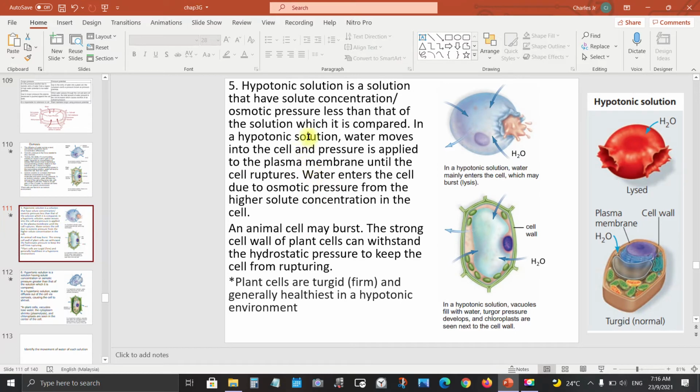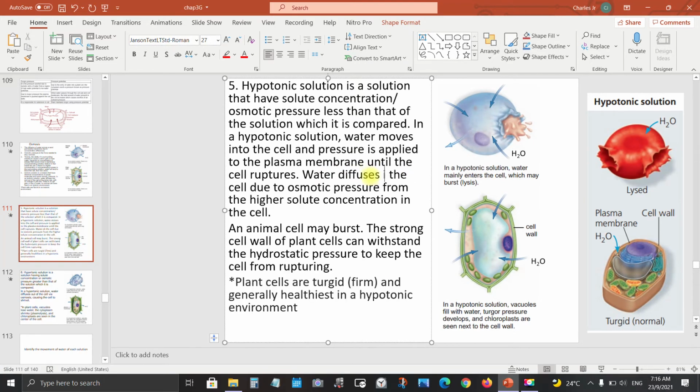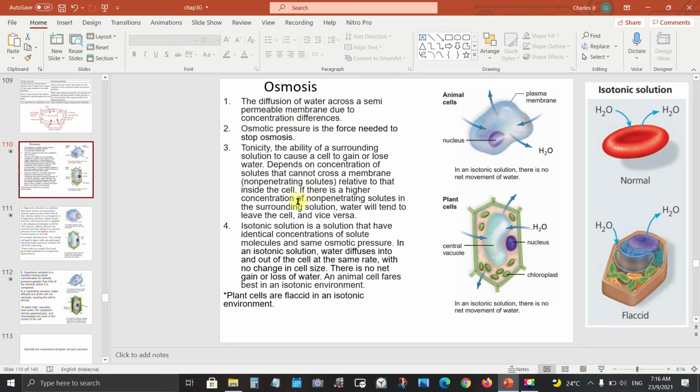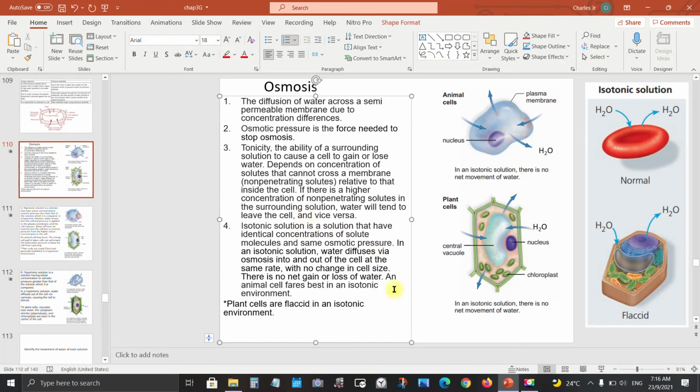So please correct your module: water diffuses via osmosis into the cell. Water diffuses in and out via osmosis. Please correct this one too.